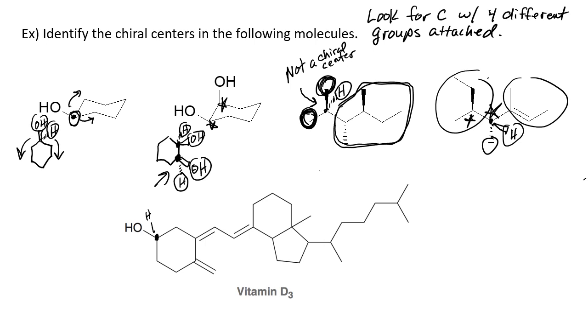Let's see, we got 1, 2, 3, 4, 5. Now, if you're wondering why this is not chiral, it's because this carbon has 2 methyls. Not a chiral center. So all the ones that are circled are chiral.